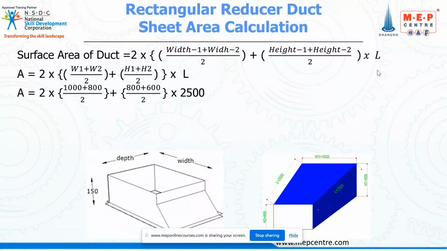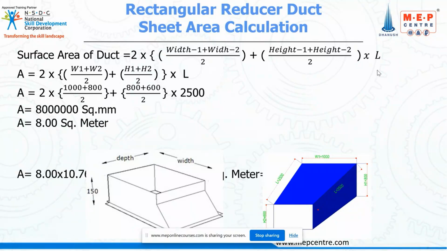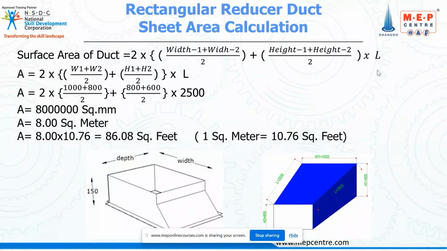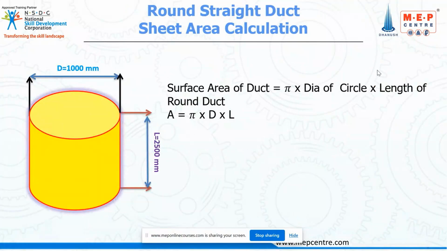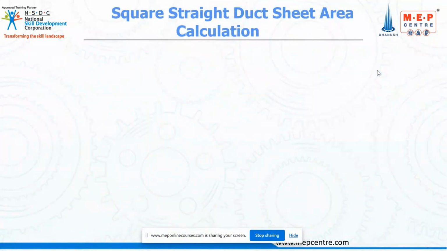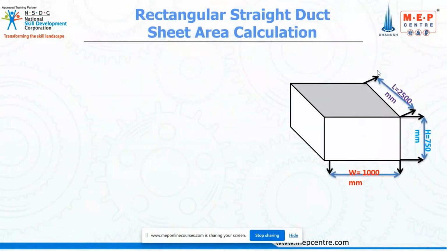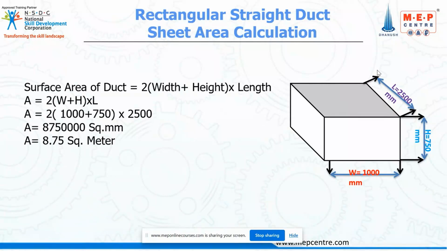Okay. Therefore, after summarizing this value, simplifying these values, you will get 86.08 square feet. Okay. Now, I'll come back. First, make a note of this. Make a note of this fast.